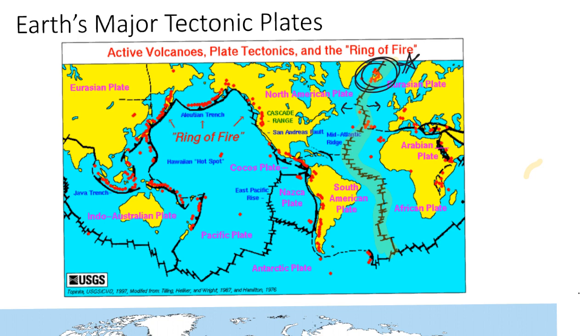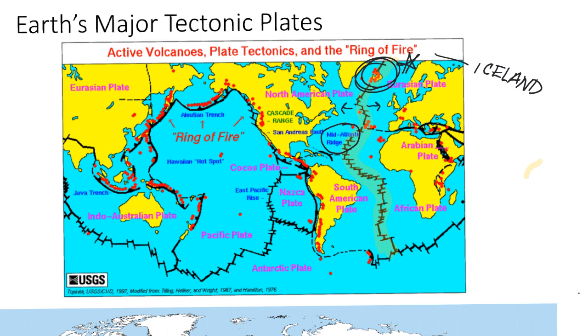This is the Mid-Atlantic Ridge. I'm sorry, this is Iceland, and Iceland is the only place you can see the Mid-Atlantic Ridge on land. The rest of it is under the water. And so you might want to make a note of that as well. So this is the name of it, Mid-Atlantic Ridge.